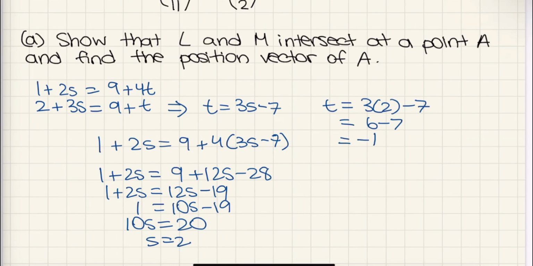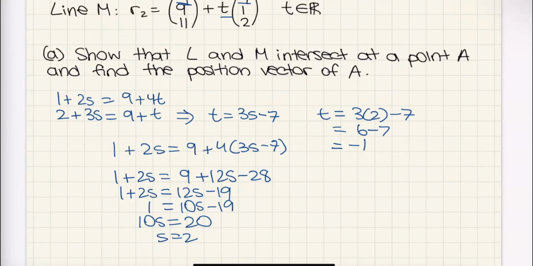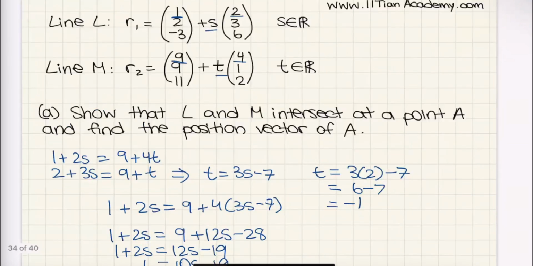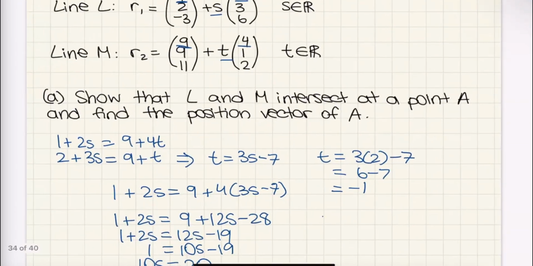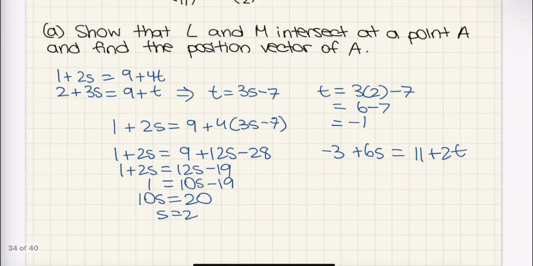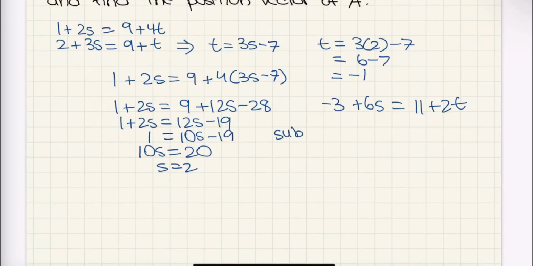So now all we need to do is sub in these values, s equals 2 and t equals negative 1, into the remaining component to make sure that it still works, right? Because we do need to show that that's the case. So for the remaining component, it would be negative 3 plus 6s is equal to 11 plus 2t. And so if we sub in t equals negative 1 and s equals 2, we just have to show that that works.